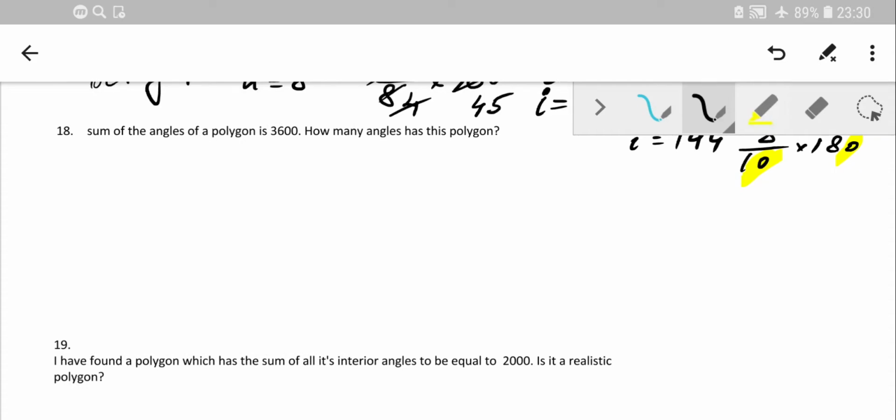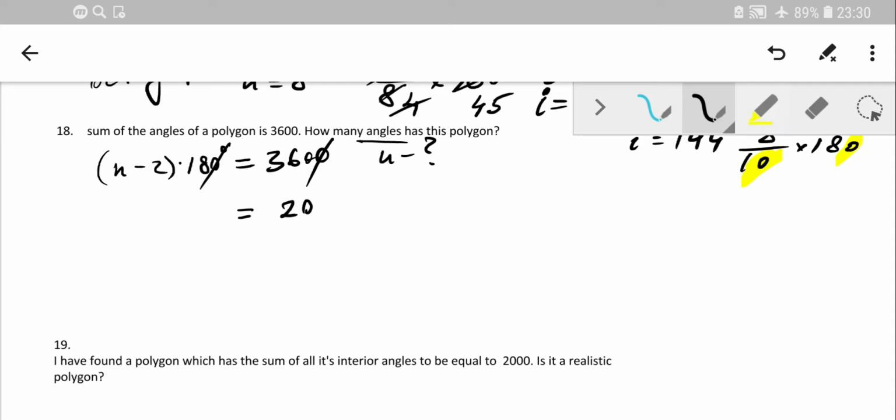The sum of angles of a polygon is 3,600. How many angles has this polygon? Alright, so we just need to know that n minus 2 times 180 is going to be 3,600. So how many angles? So basically we need to find n from here, and that's a very typical task. Alright, so we cancel, and then we just simply divide 360 by 18. We'll get 20 on the right side, so n minus 2 is 20, or simply n equals 22. So 22 angles, 22 sides.